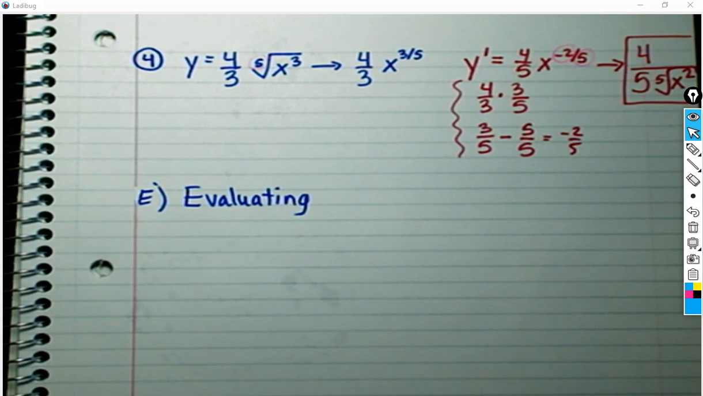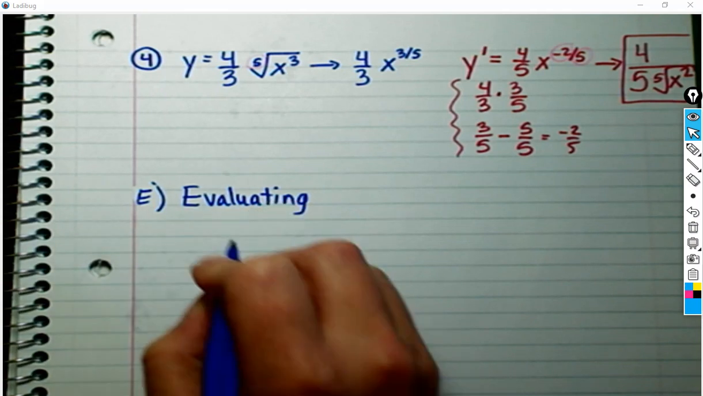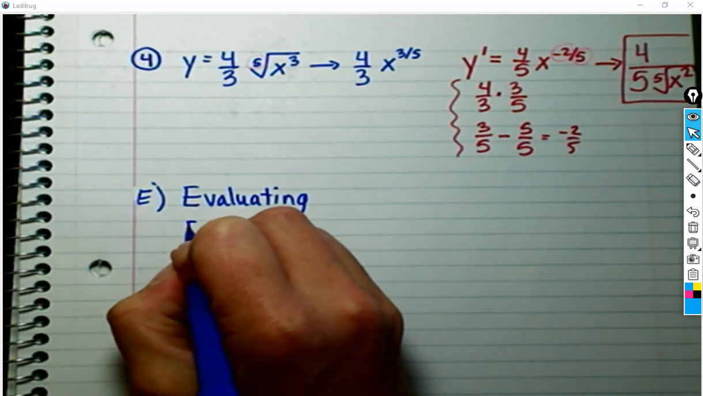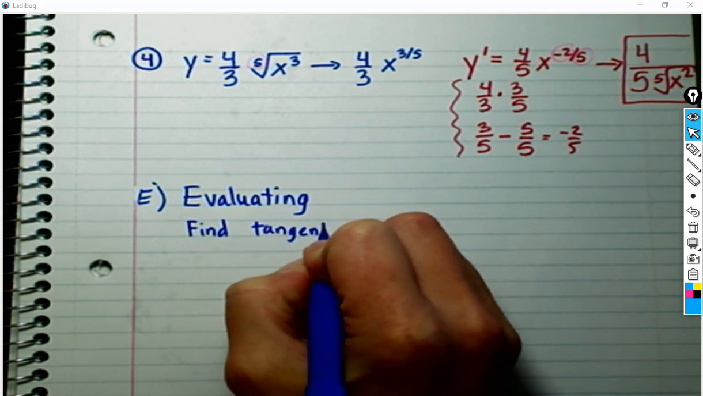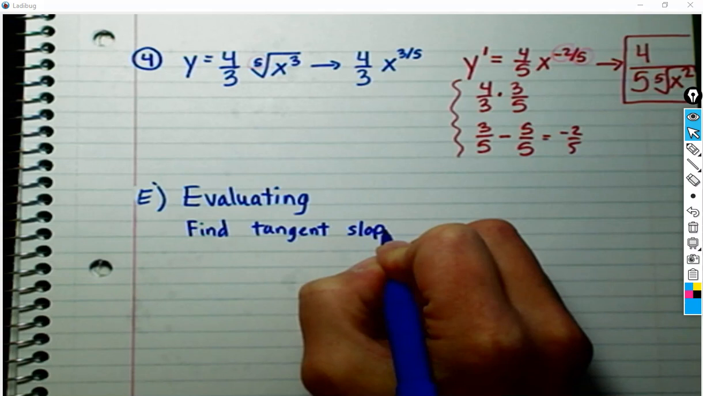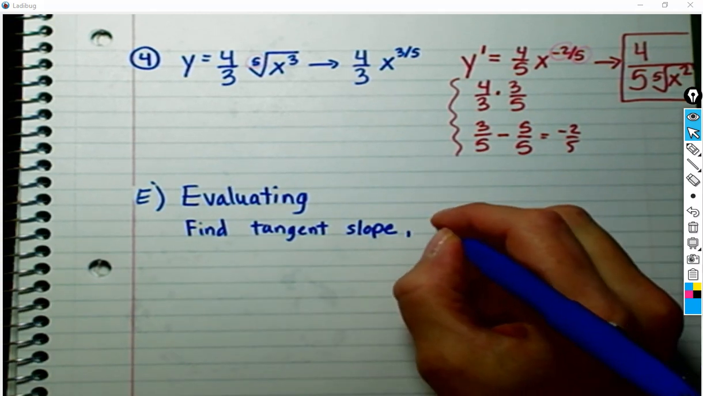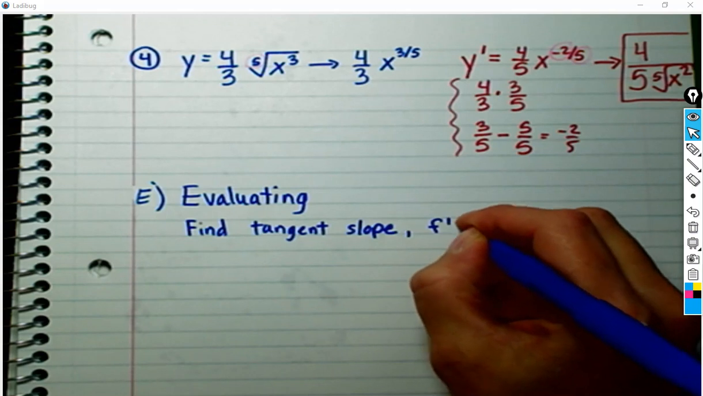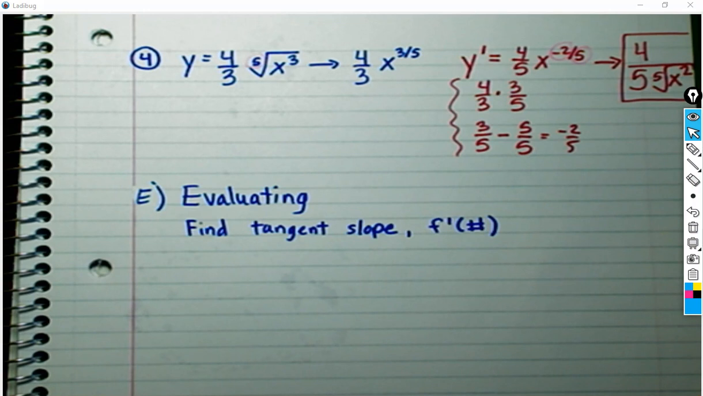Evaluating. Okay, so we're going to start with a little bit of the notation. So this could be find tangent slope. Okay. Remember that tangent slope is a way of asking for the derivative number. So it could look like this, f prime of number, right? All of these things are asking for the same thing, okay?